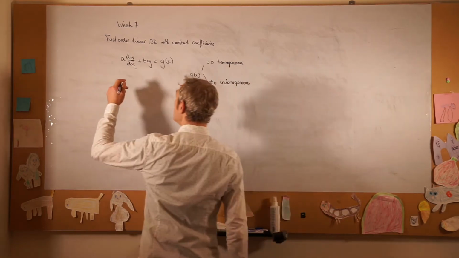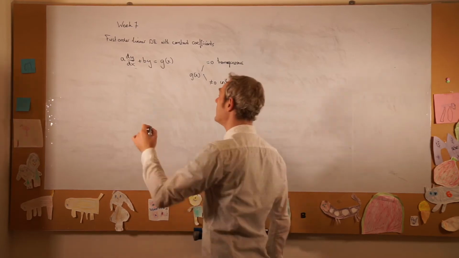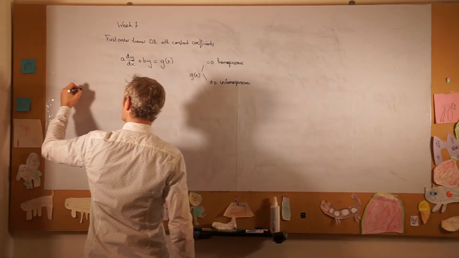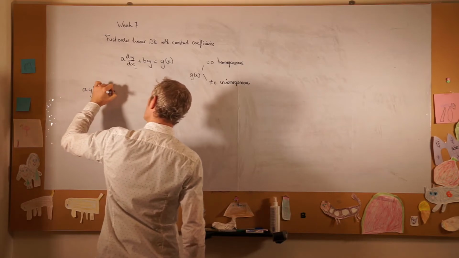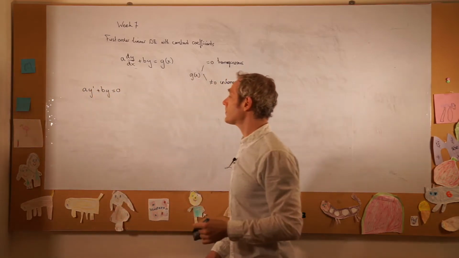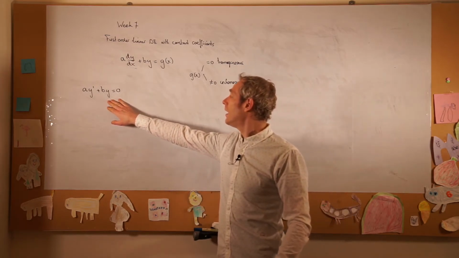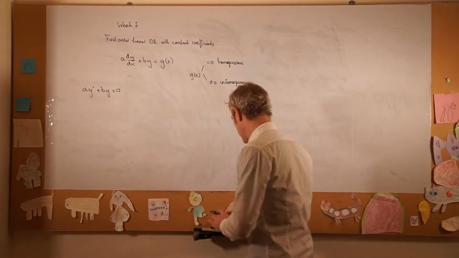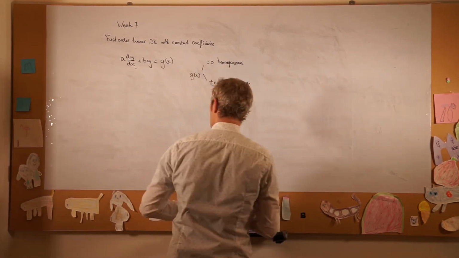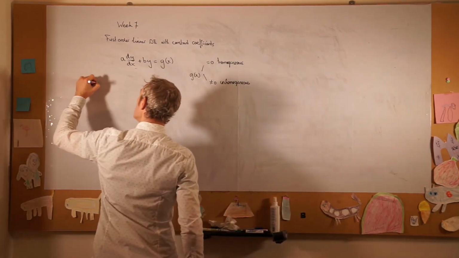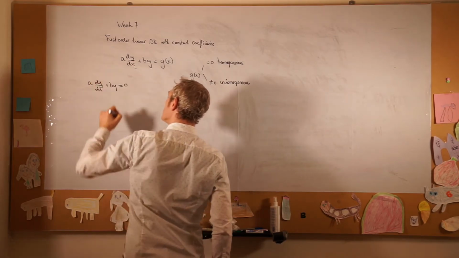So what are we really looking at? And I'll write out dy dx as y prime. For our case we're looking at a y prime plus by is equal to 0. Actually, I will keep the dy dx notation: a dy dx plus by is equal to 0.